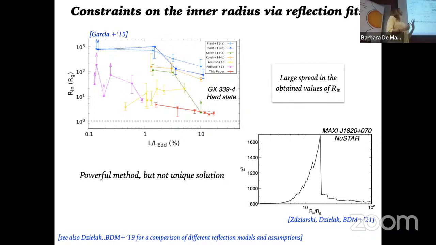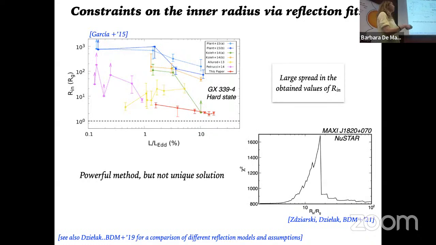However, there is a lot of controversy regarding these measurements of broad iron lines. And this is nicely summarized in this plot. These are basically measurements of the inner radius of the disk using reflection models. And these are done for the same source for different luminosities in the hard state, sometimes even for the same observation. And as you can see, these measurements are not in agreement at all. And they also span a large range of values, about 2 orders of magnitude. So this means that there is a large spread in the obtained values of the inner radius of the disk in the hard state using this reflection model. And this is due to the fact that these reflection models have a lot of parameters in them. So there is a lot of degeneracy.